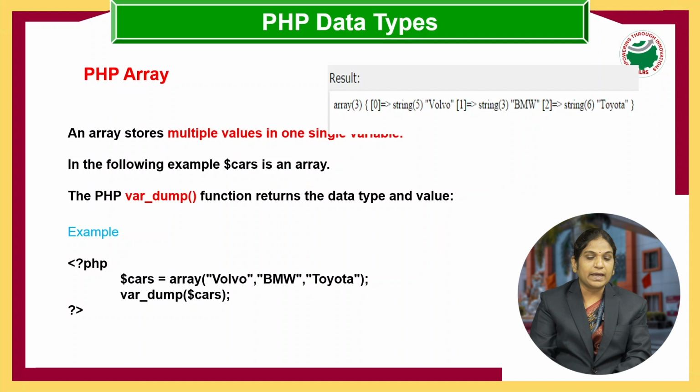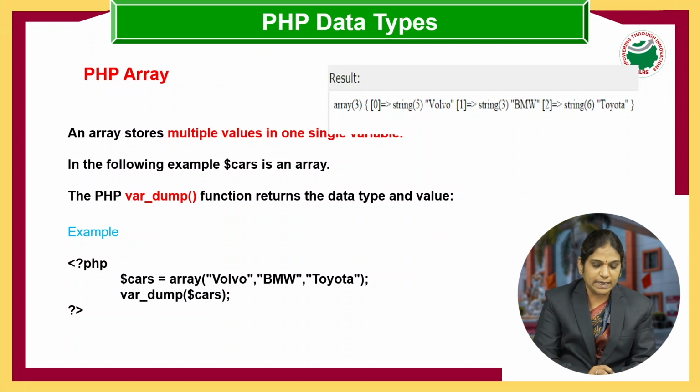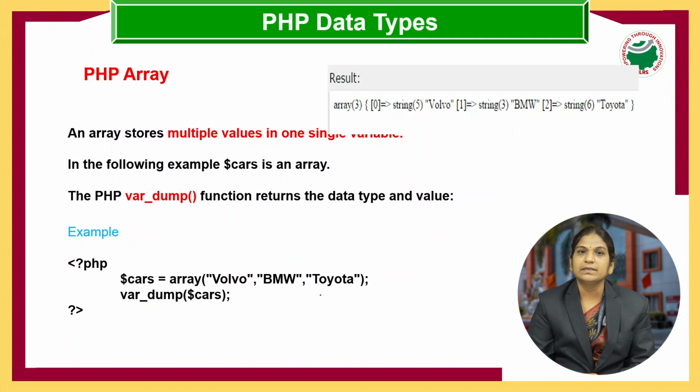So what is the definition of array? An array stores multiple values belonging to the same data type in a single variable. For example, in PHP, $cars, that is cars is the variable, equal to array of, and I am giving more than one value: Volvo, BMW and Toyota. We all know that an array contains multiple values belonging to the same data type. So here all belong to the string data type only. Volvo is a string, BMW is a string, Toyota is a string.